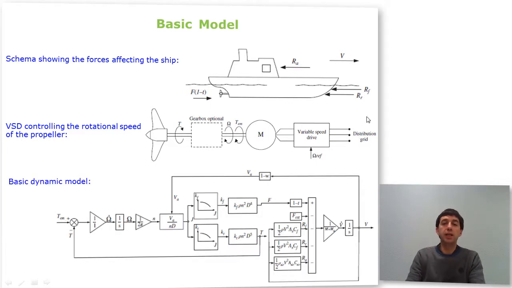It is possible to analyze and create different dynamic models. Here, this is just one example of a simplified block diagram representing the model of a ship or vessel. Just take into consideration that by means of the physical forces or the physical equations describing this movement, we could create a model of the ship with a different abstraction level.